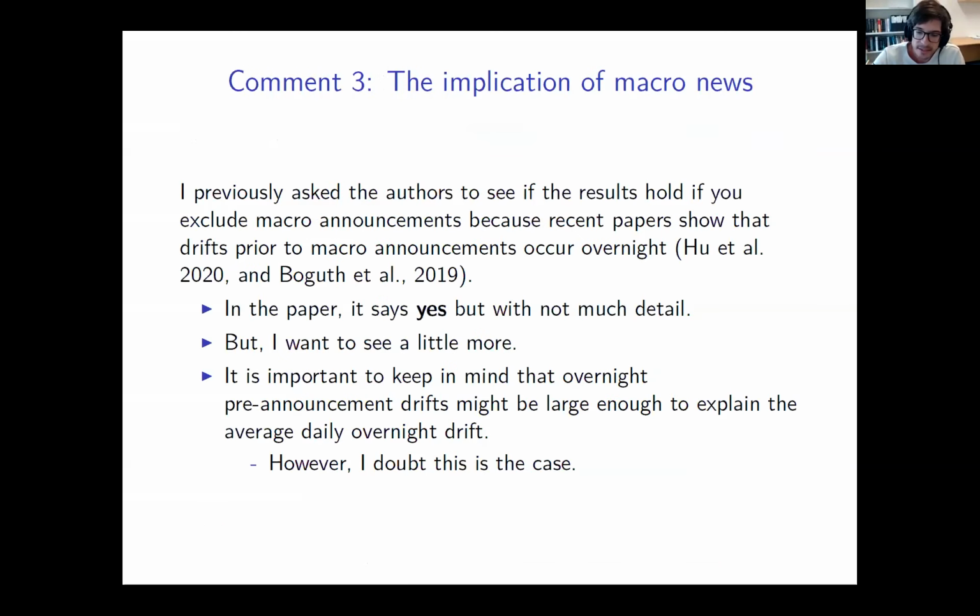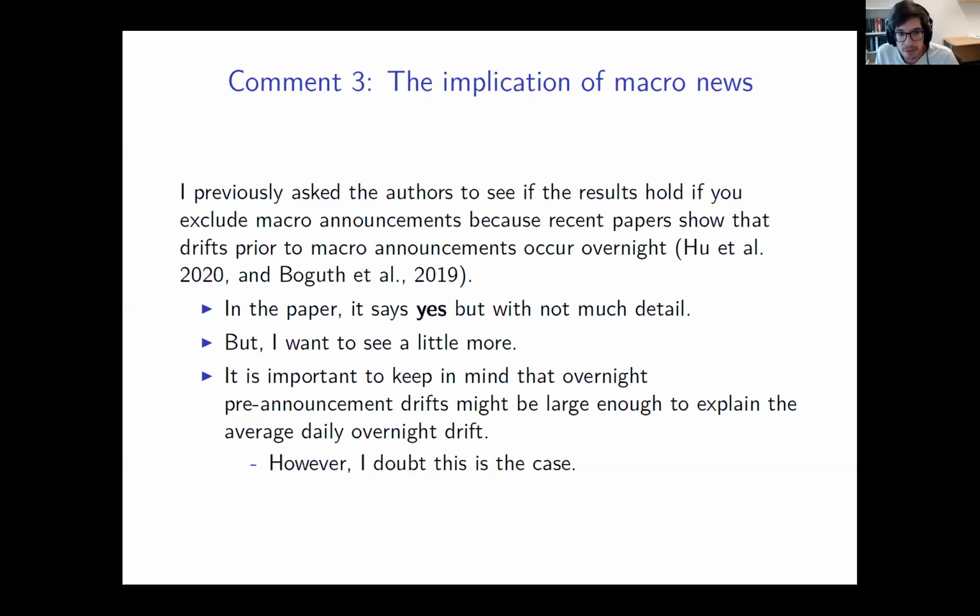My last comment has to do with the implication of macroeconomic news. I previously asked the authors, when Dima sent me a copy of the paper, if the results of the overnight drift hold if you exclude all macro announcements. I asked this because recent papers show that the drift leading to a macro news announcement actually occurs overnight. This is the case in Hu and co-authors, and in my work with Oliver Boguth and Vincent Grégoire. In the paper, it says yes, the results hold, but there's not much detail.